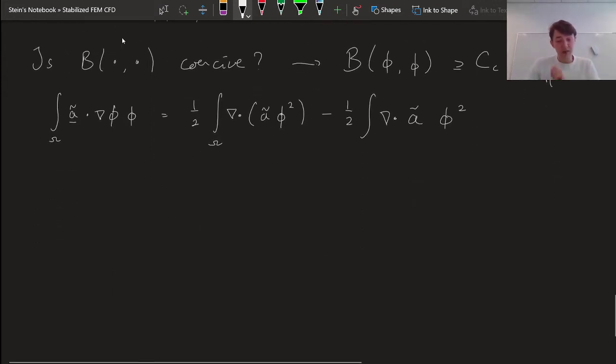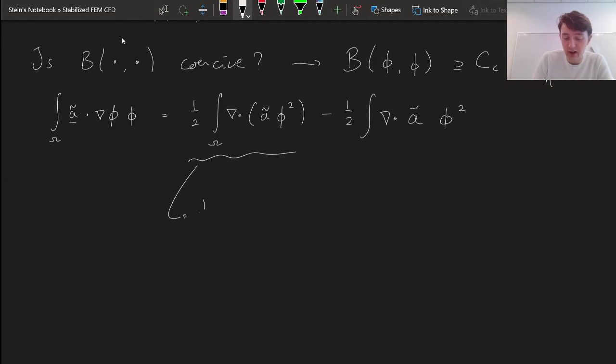Now, why is this true? If we work out the indices here, then you would be able to write this term, so I'll do this quickly, as half of the divergence of a tilde. So this is sort of a chain rule, times phi square plus half of a tilde dotted by the gradient of phi square.